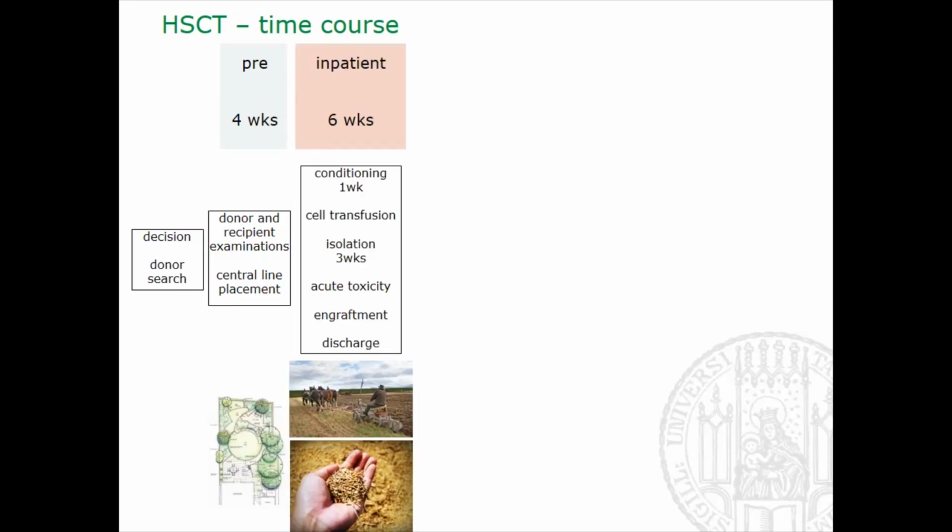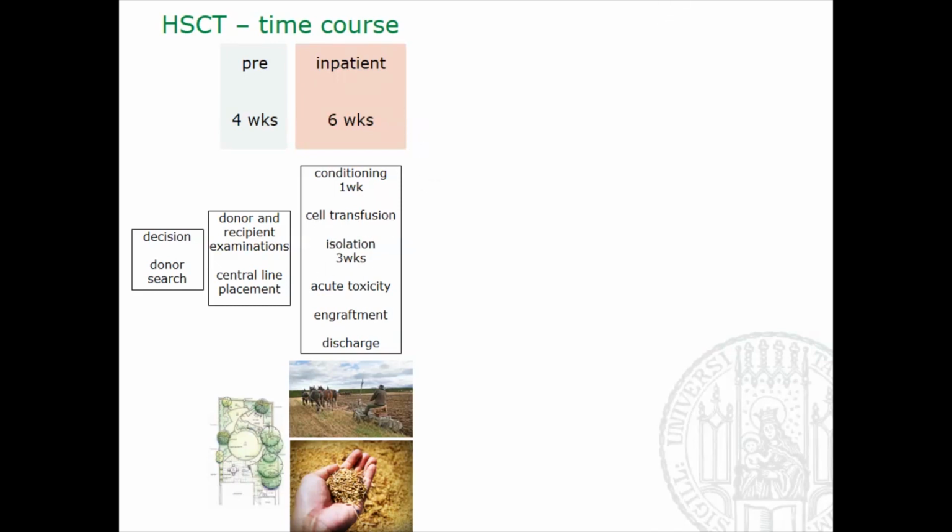Then the proper inpatient transplant stay, which usually takes about 6 to 8 weeks. And this comprises 1 week of conditioning, which is right at the beginning, so the chemotherapy, and then immediately followed the next day or 2 days after by the transfusion of the donor stem cells, which if it is an unrelated donor, they are brought to us by a courier. If it is a sibling, they are taken in the operating room and then directly transferred to the transplant ward.